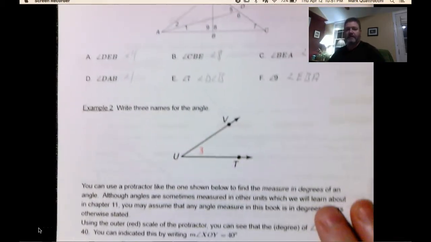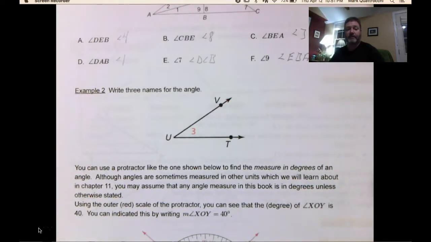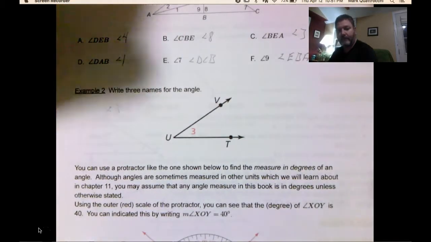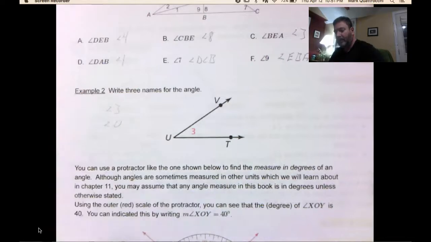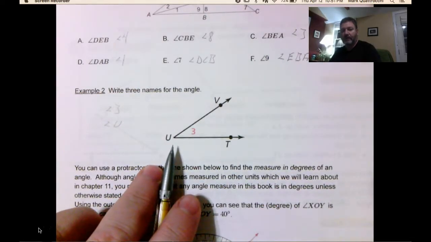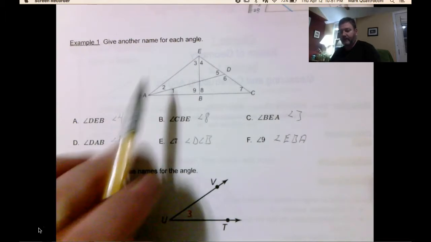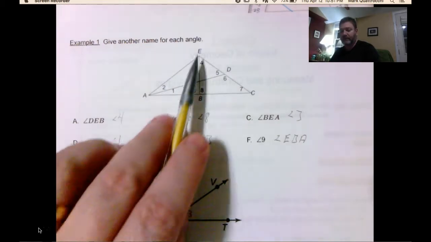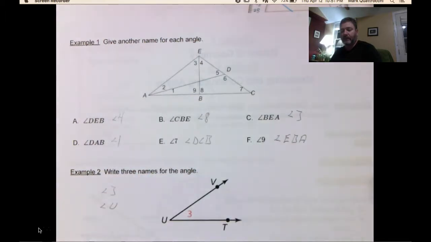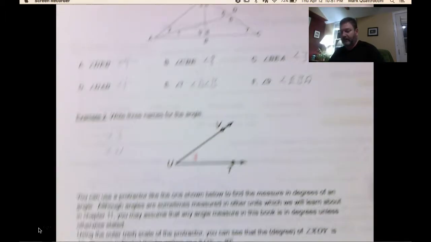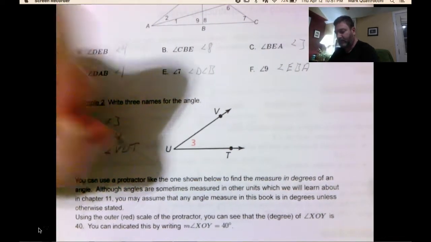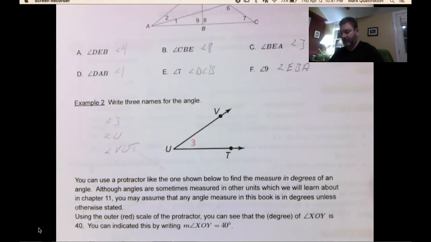Example 2, write 3 names for the angle. So we have angle 3, angle U. I can do this because there is only one angle U. I could not have done that for angle A here, because there are 3 different angle A's in this picture. There's angle 1, there's angle 2, there's angle EAC. All 3 of them have A as a vertex. I'm going to also call this angle VUT or TUV.